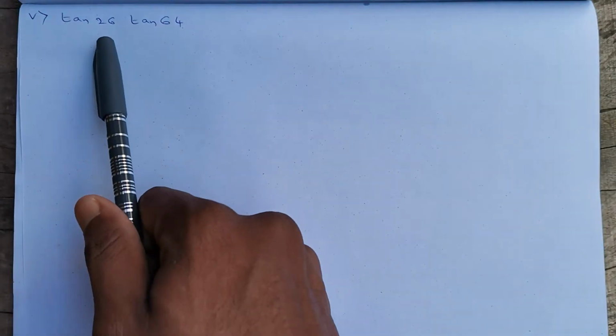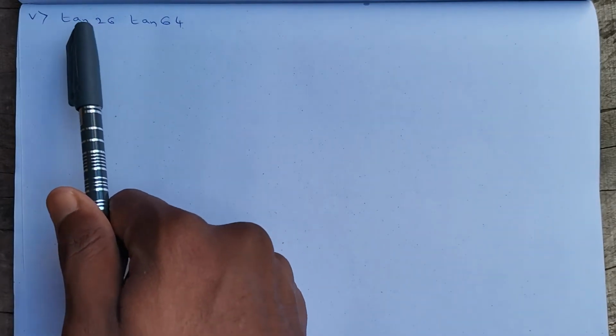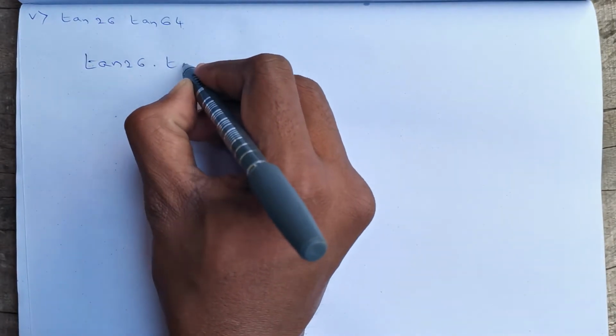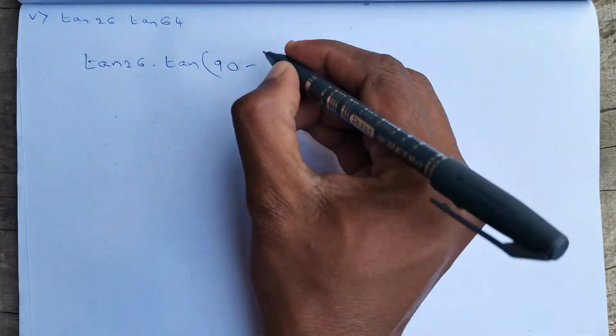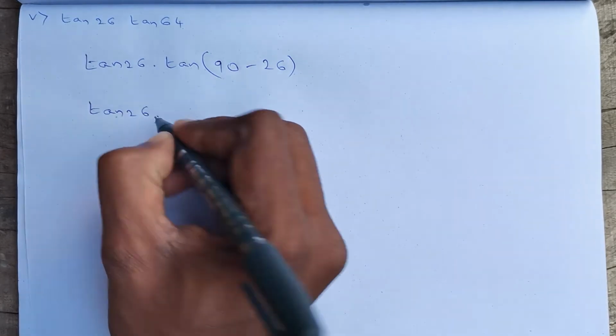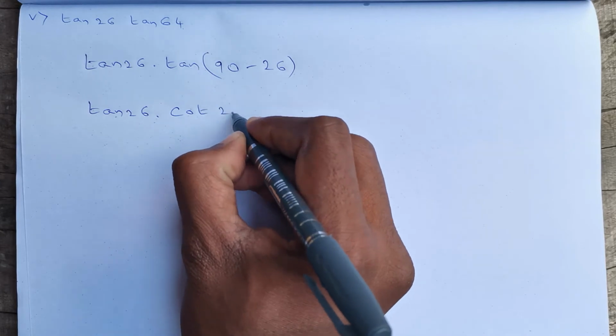Next question, tan 26 into tan 64. Here also same again, 26 plus 64 is 90 degrees. So out of these two, any one we need to change. I am writing the first one as it is, tan 26, times the second one I am trying to change. So tan as it is, of 64 can be written as 90 minus the first angle 26. Now first one as it is, tan 26, into tan of 90 minus 26, cot 26.